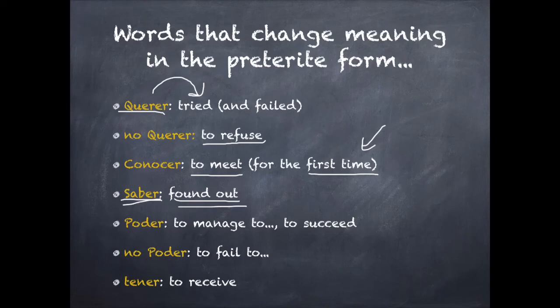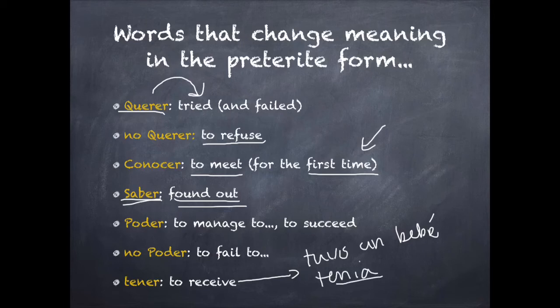A good example is like this. Would you use tenía un bebé or tuvo un bebé? If you say tuvo un bebé, it means she gave birth to the baby. She had a baby, all right? Whereas if you say tenía, it's background. Like she had a baby, but she doesn't anymore. It's very much background information.